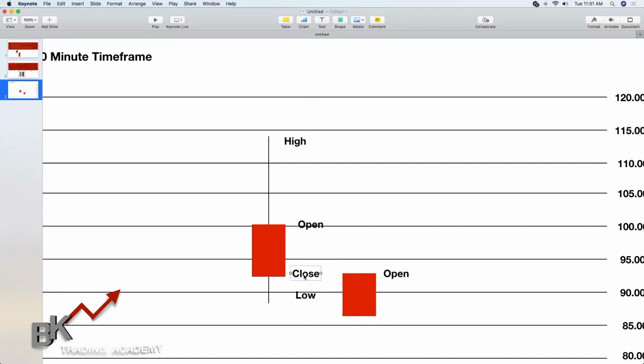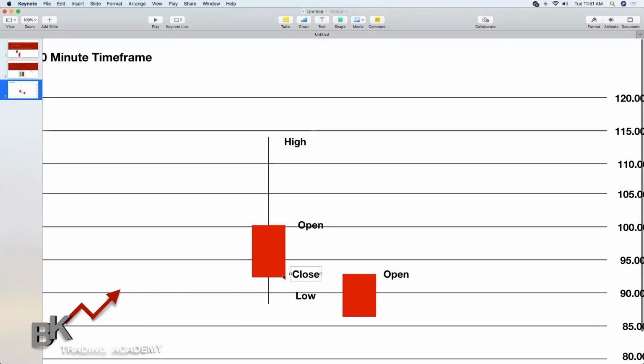If you can think of a relay race and you hand it off to your next runner, it's a straight line across here. And that's how you can also identify when the last candle closed and when the new candle opens. Okay. So price is shooting to the downside. It's red because it's actually lower than when it originally opened.